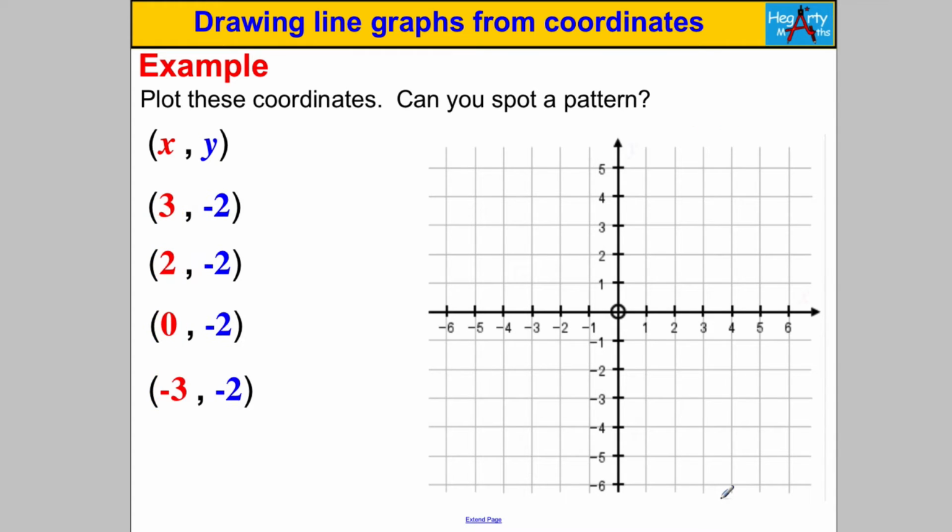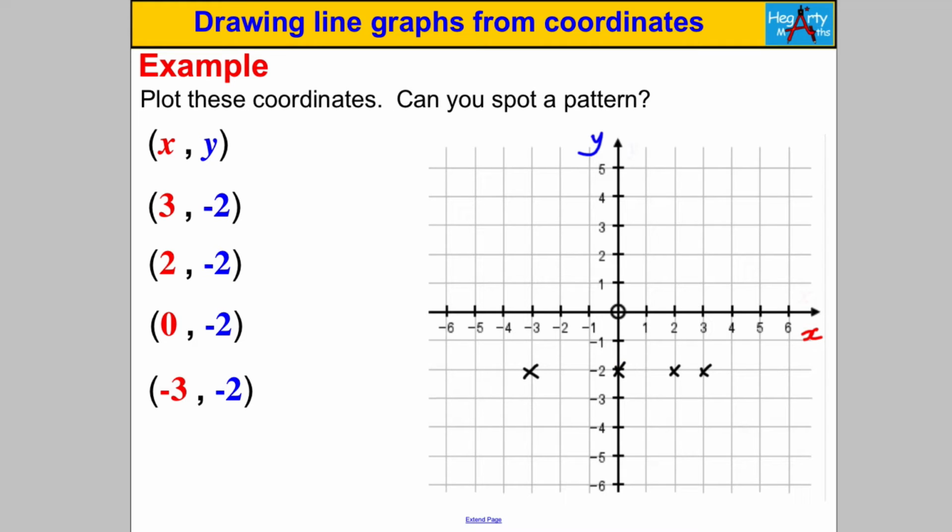Okay, have a go at this one. Pause and have a go and plot those coordinates and tell me if you spot a pattern. Well, that's our x-axis, that's our y-axis. If I plot these, (3, -2) means 3 right, 2 down. (2, -2) means 2 right, 2 down. (0, -2) means nothing right or left and 2 down. And (-3, -2) means 3 left and 2 down. I'm sure you can spot a pattern here.